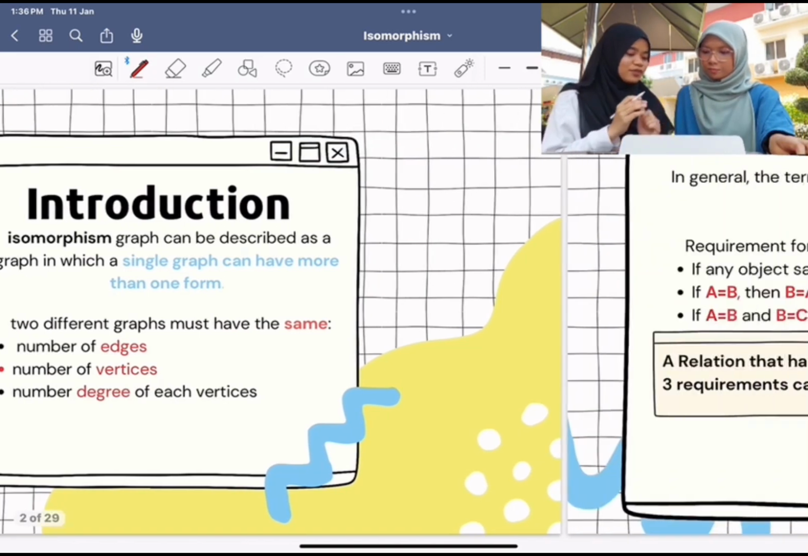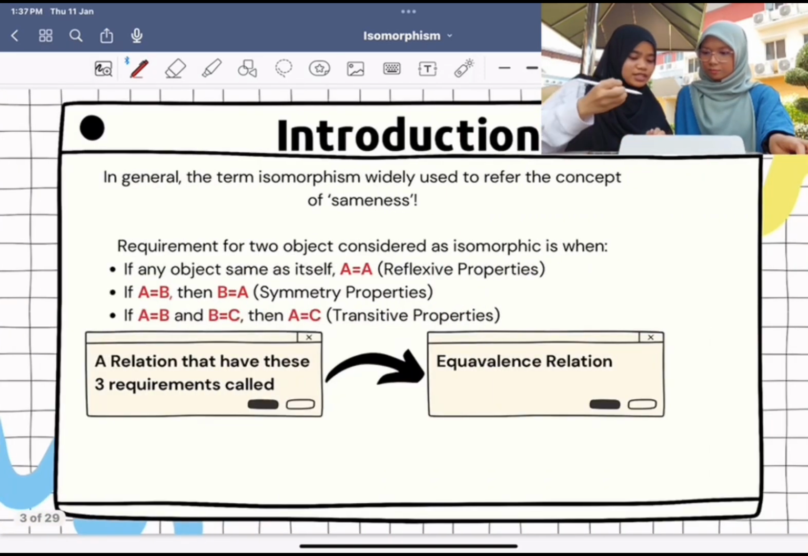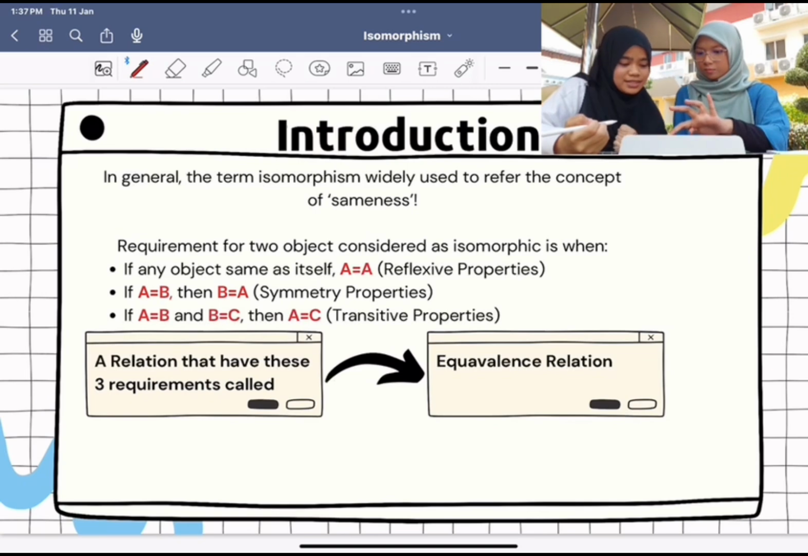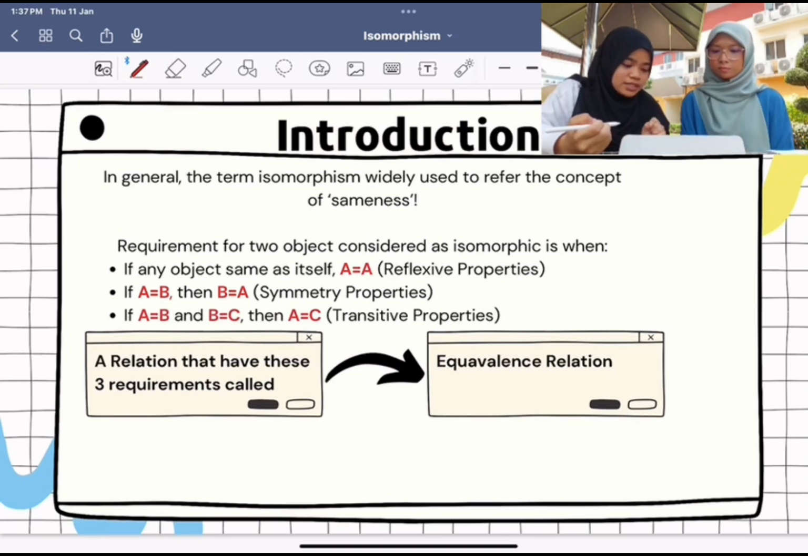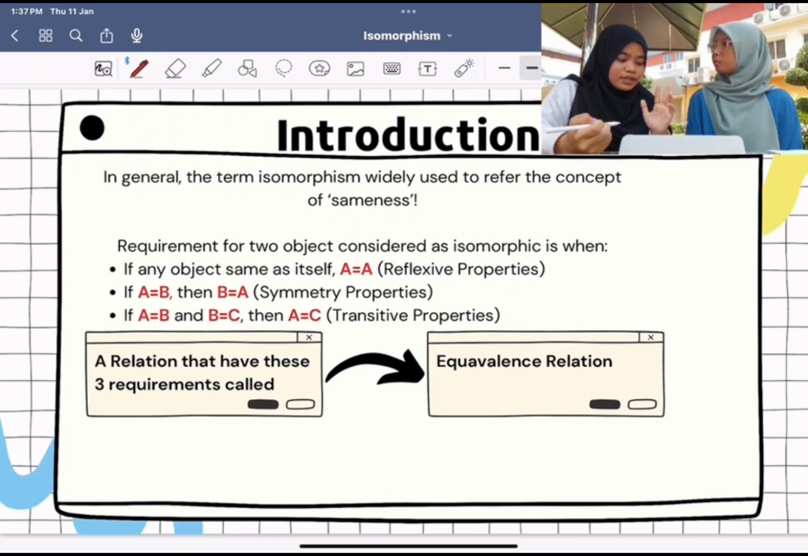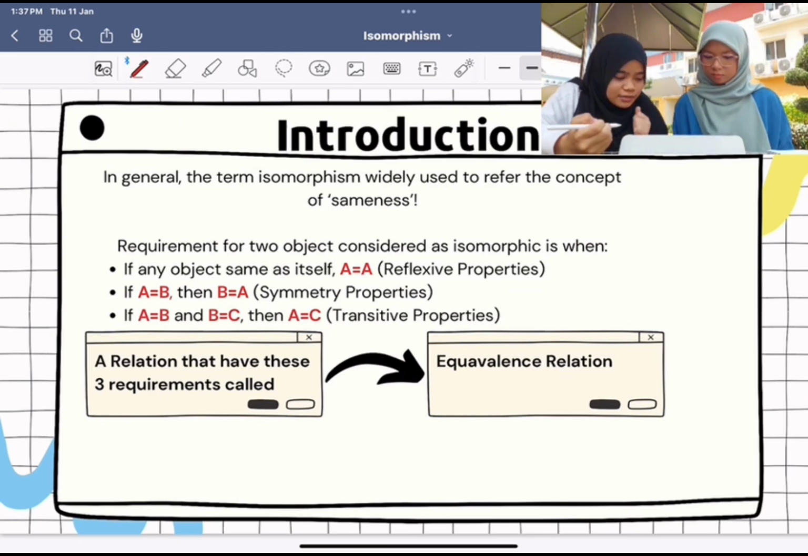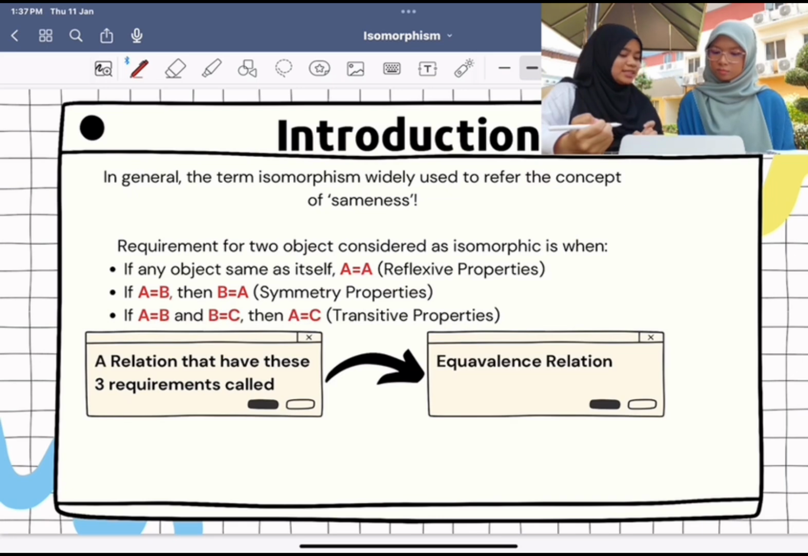Okay, let's move on. In general, the term isomorphism is widely used to refer to the concept of sameness. The requirements for two objects to be considered isomorphic: first, any object is the same as itself, which is the reflexive property. Second, if A is equal to B, then B is equal to A, that is the symmetry property. And for the last requirement, if A is equal to B and B is equal to C, then A is equal to C, which is known as the transitive property. A relation that has these three requirements is called an equivalence relation.